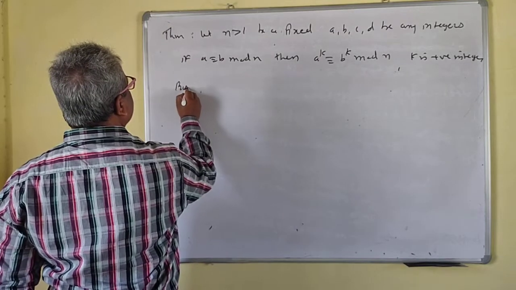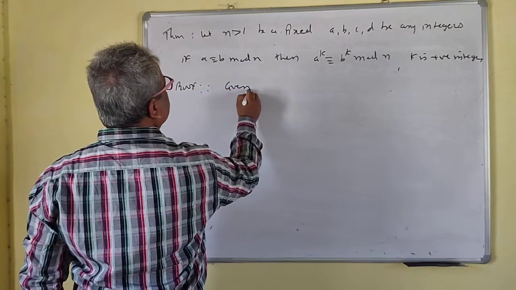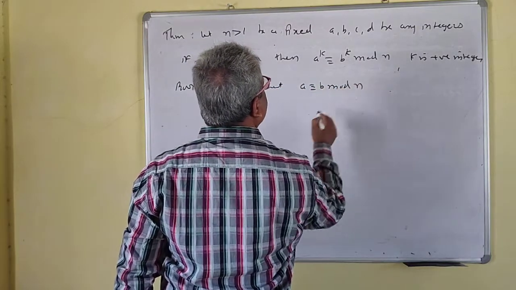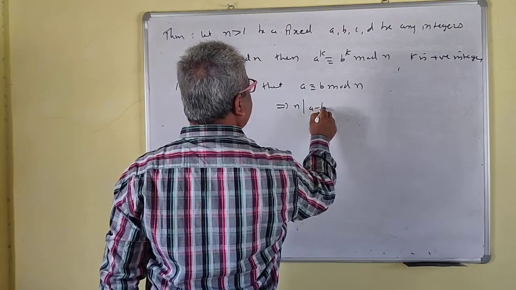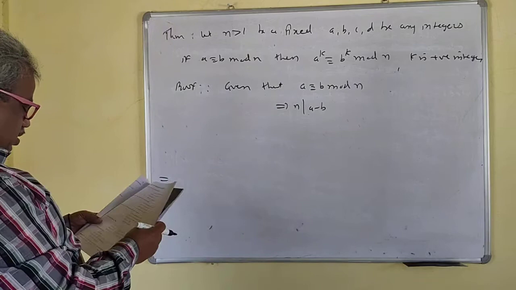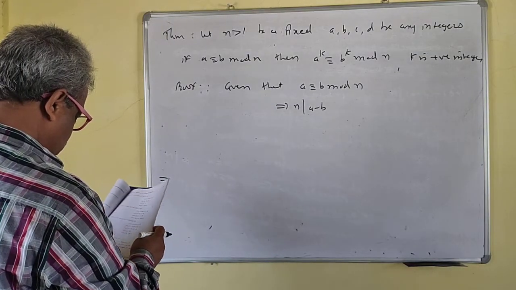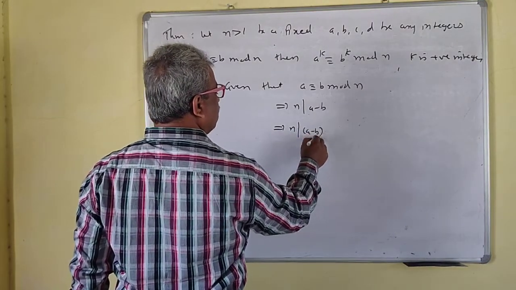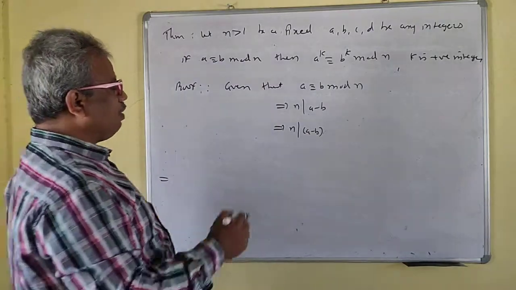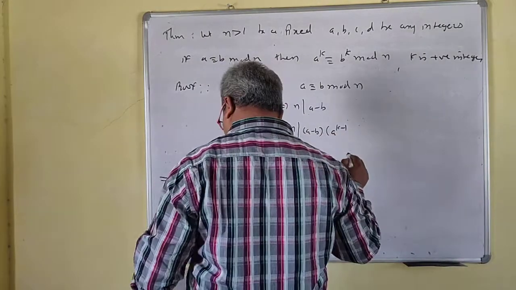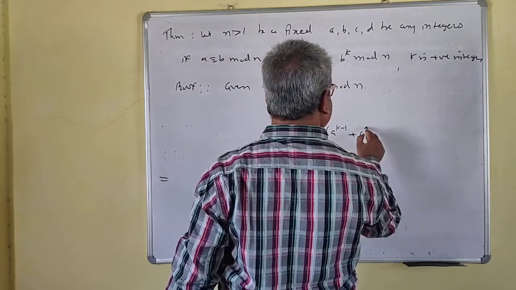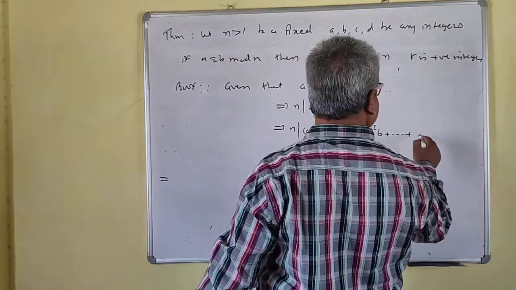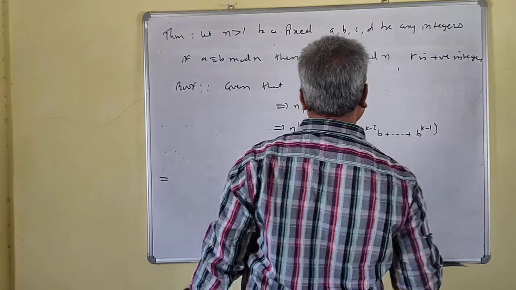So, proof or solution. Given that A is congruent to B modulo N, this implies that N divides A minus B. I can multiply whatever I want here, so I will multiply by A raised to K minus 1 plus A raised to K minus 2 times B plus and so on up to B raised to K minus 1.